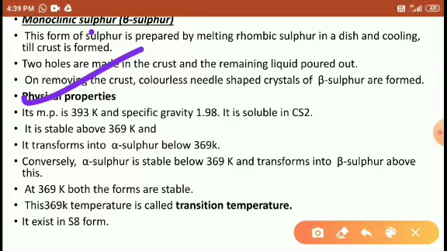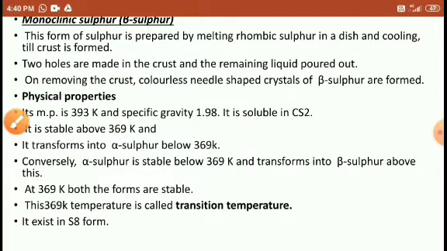Physical properties: it melts at 393 Kelvin. Specific gravity 1.98, soluble in carbon disulfide. It is stable above 369 Kelvin only. It forms above 369 Kelvin and is stable above 369 Kelvin. So it transforms into alpha sulfur below 369.